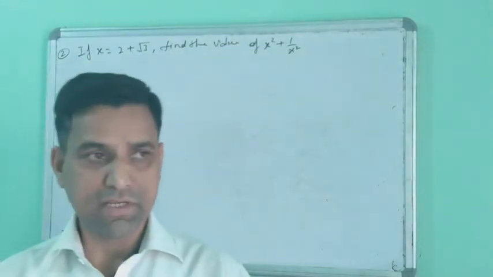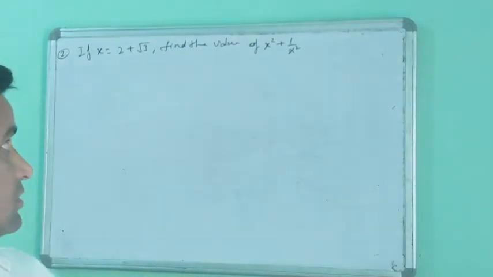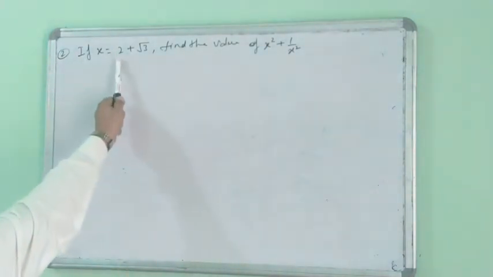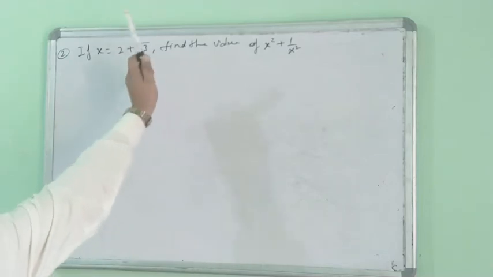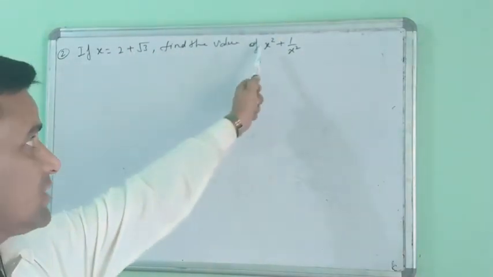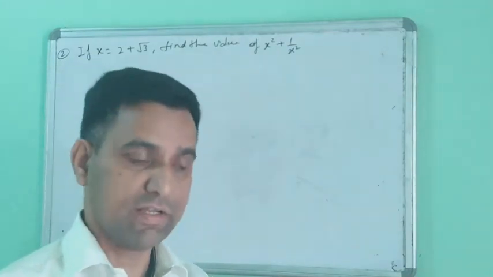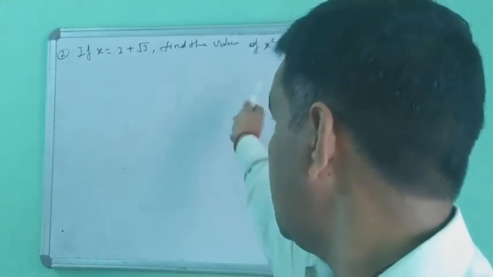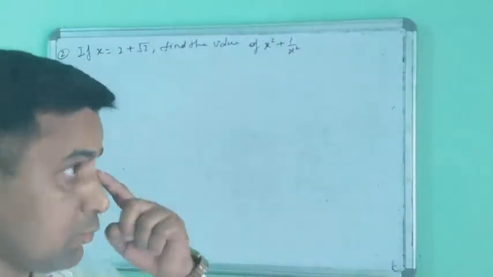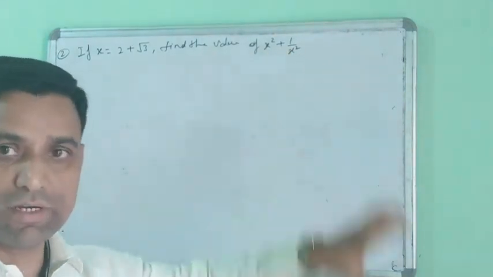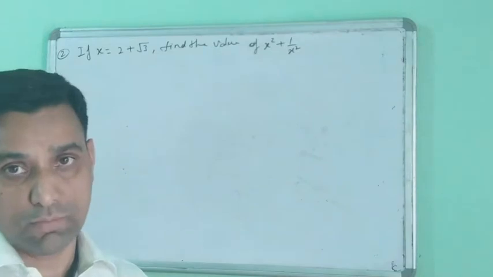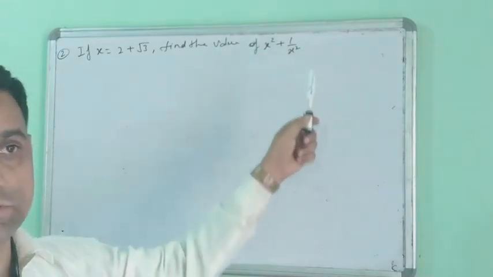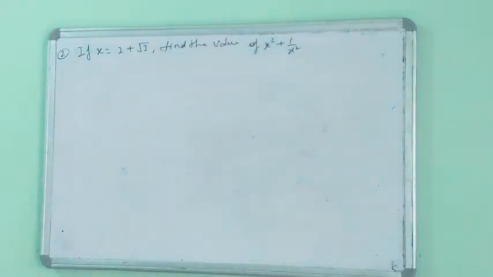Yes, students, for the next question I am taking a different type of question. Sometimes a question comes in this form. This is the same kind of question: the irrational number given is 2 plus root 3, and then find the value of x square plus 1 upon x square. How do we find the solution in this type of question? The value of x is given, but if you directly put the value here and then calculate, the problem will not be solved. You will not get the answer.